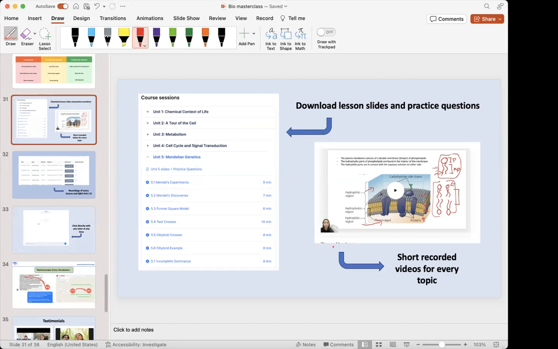And then you also are going to have short videos for every topic. So for example, you can see Unit 5 here. If you have struggled with test crosses, which is 5.4, you click that and it'll give you a 14-minute video of a test cross and explaining it.